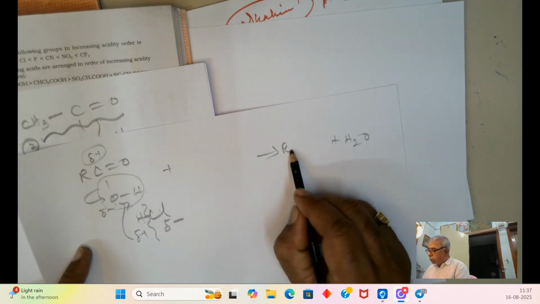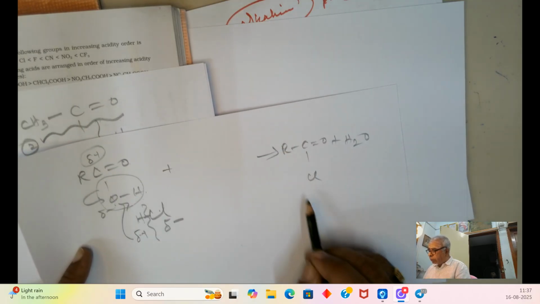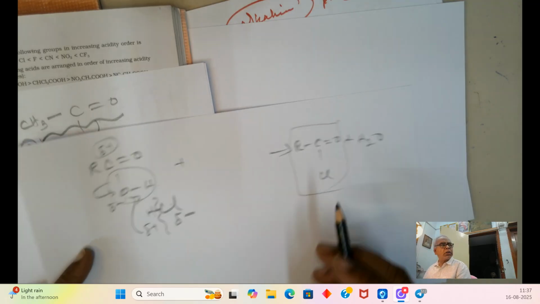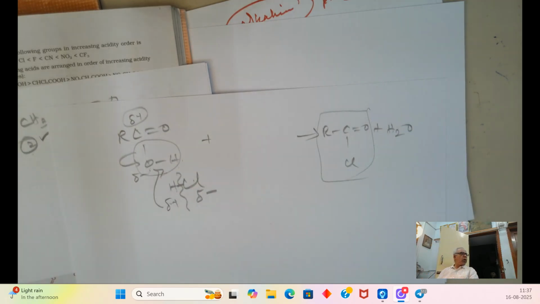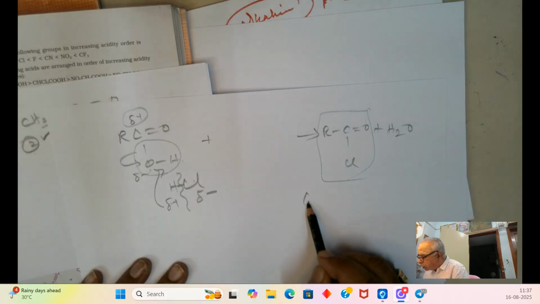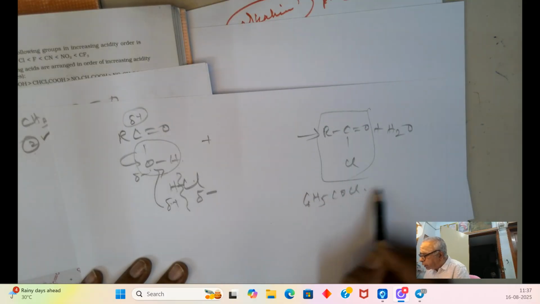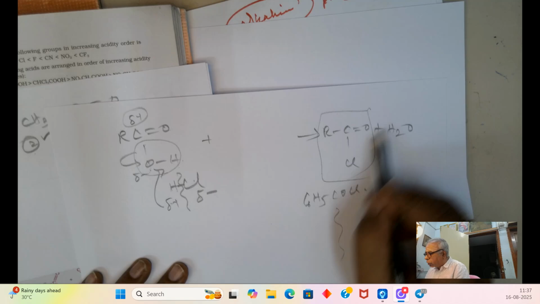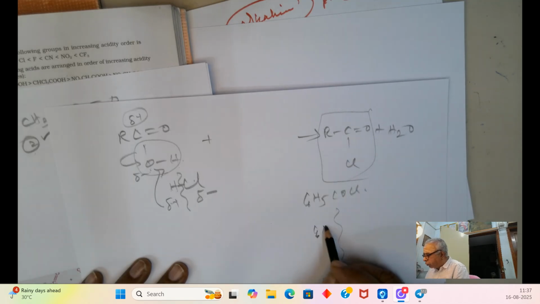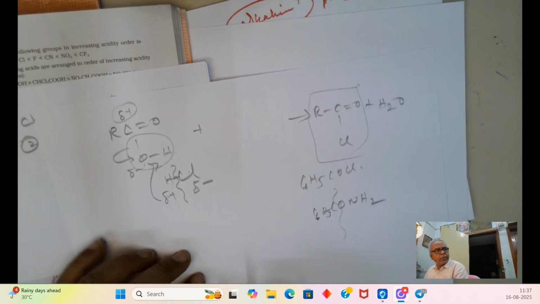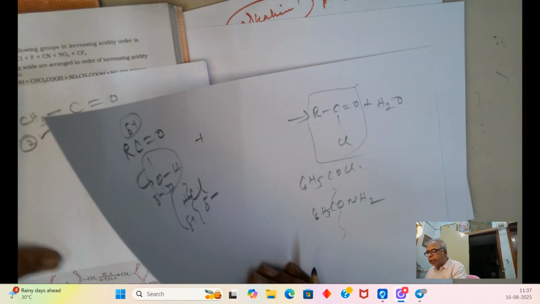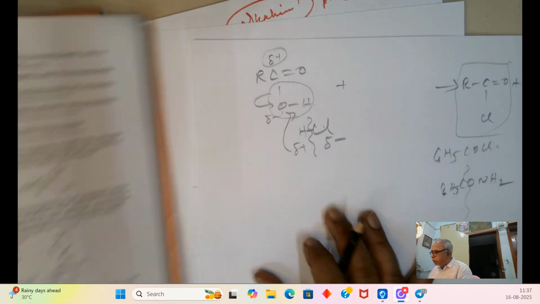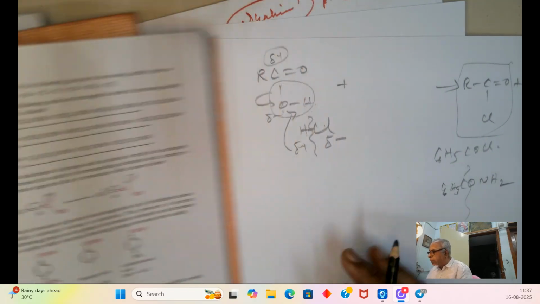So what happens here? C double bond O, immediately you get RCOCl, that is called alkanoyl chloride: ethanoyl chloride, methanoyl chloride, propanoyl chloride, benzoyl chloride. What is benzoyl chloride? C6H5COCl. So you are able to get such type of compounds. And what are the compounds based on such type of splitting? You can have C6H5CONH2 also, benzamide, methanamide, ethanamide. So amines also can react with this.